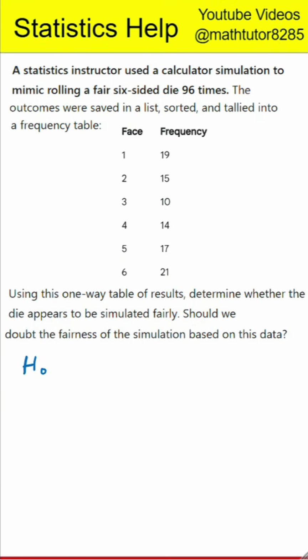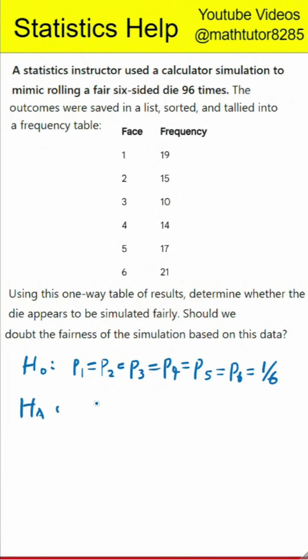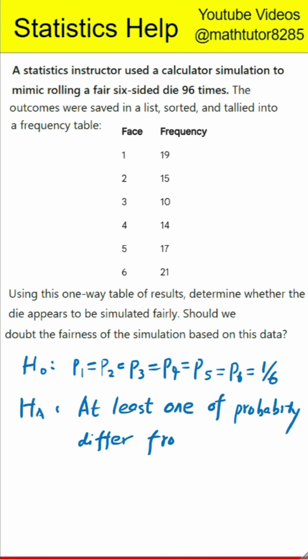State the hypotheses. We are testing whether all 6 sides of the die are equally likely. The null hypothesis is that the probability of each face showing up is the same, which means the probability of face 1 equals the probability of face 2 equals the probability of face 3, and so on, and each is equal to 1 divided by 6. The alternative hypothesis is that at least one of those probabilities is not equal to 1 divided by 6.